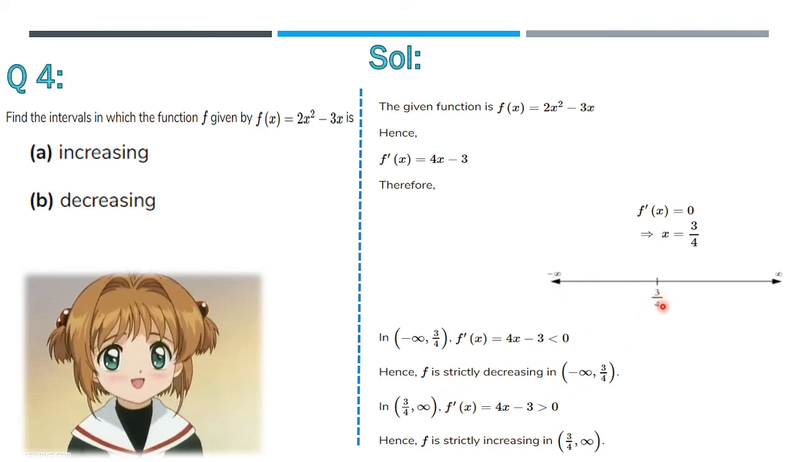Now let's take any value from 3 by 4 to infinity. Let's take 1. So 4 into 1 minus 3, 4 minus 3 means positive, which is greater than 0. So it means from 3 by 4 to infinity, the function is strictly increasing.